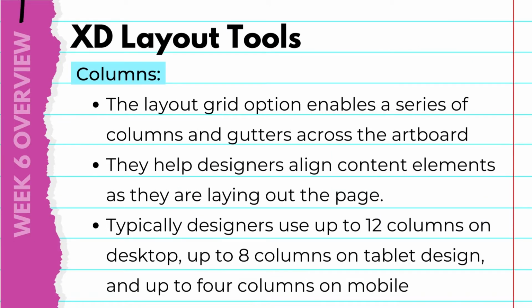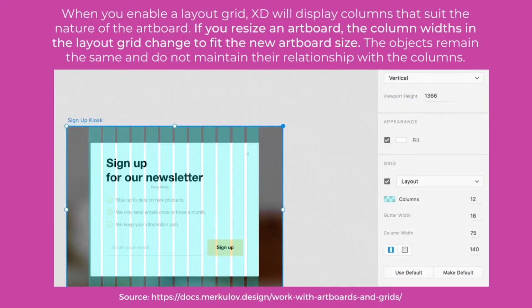So, next, let's discuss columns. The layout grid option enables a series of columns and gutters across the artboard. They help designers align content elements as they are laying out the page. Typically, designers use up to 12 columns on desktop, up to 8 columns on tablet design, and up to 4 columns on mobile. So let's continue on.